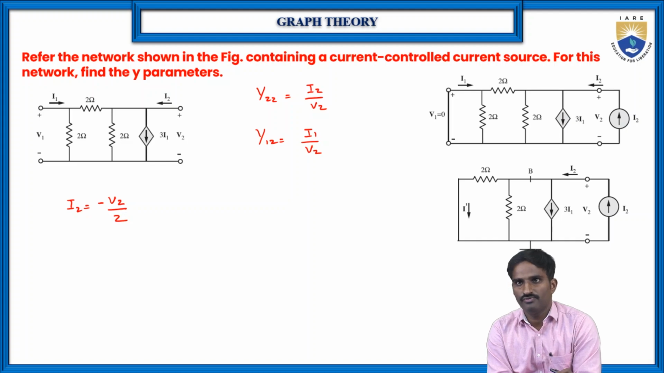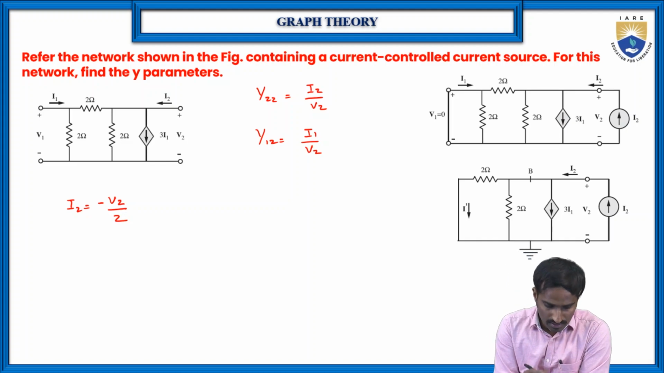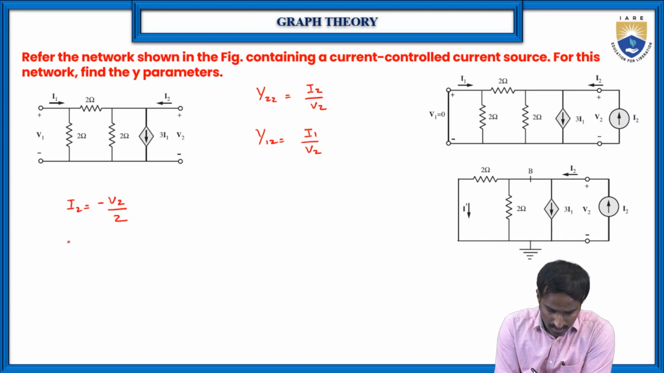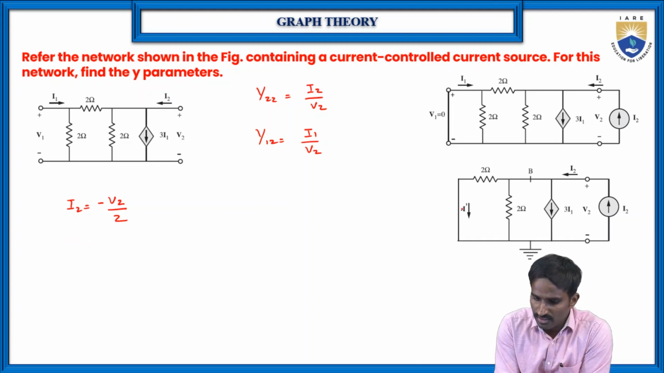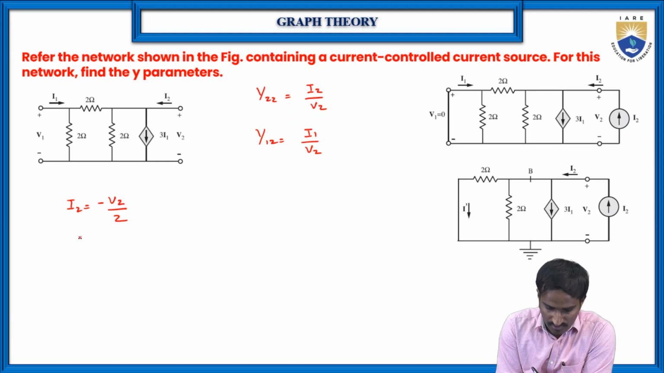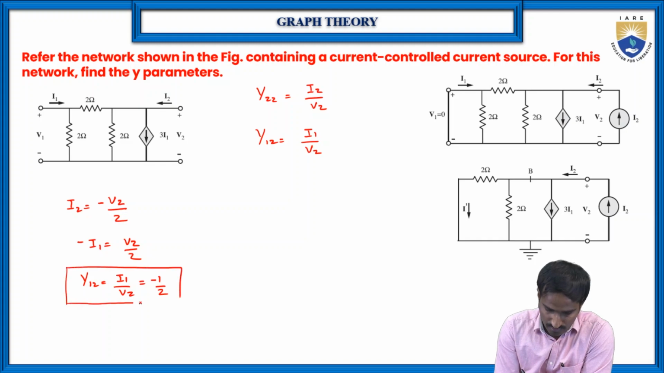Okay, minus V2 by 2, right? Then here, which is equal to here I dash, so minus I1 which is equal to V2 by 2, that we know already. So then here Y12 is equal to I1 by V2, which is equal to minus 1 by 2. So this is how we can find the Y12 value.